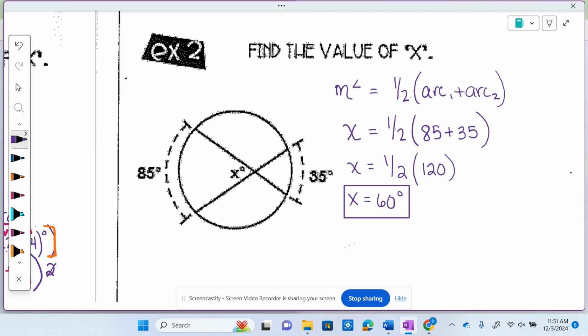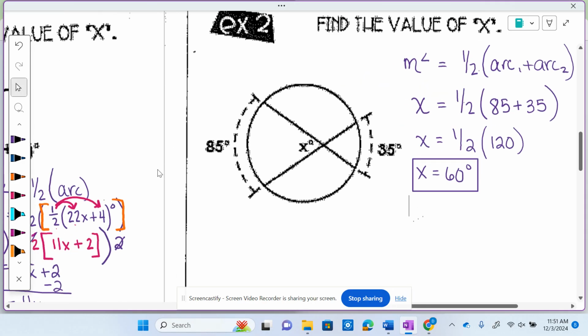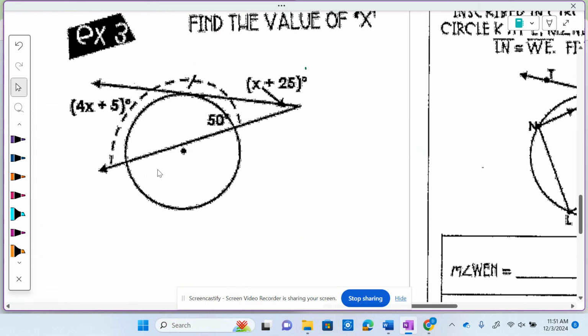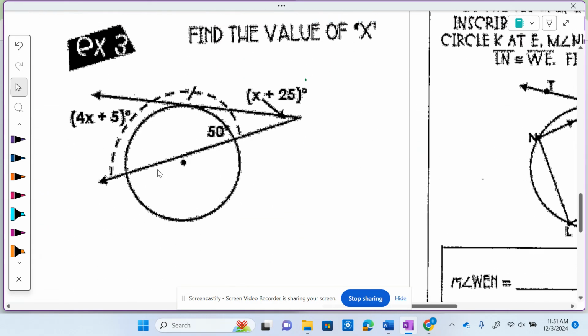All right, I'm going to move over to the next one. I got it frozen. So let's look at the next one. What kind of lines are those? Tell me what those 2 lines are. On example 3, one is a secant and one is a tangent. I have a tangent on the outside. And this one that goes through the circle is a secant.